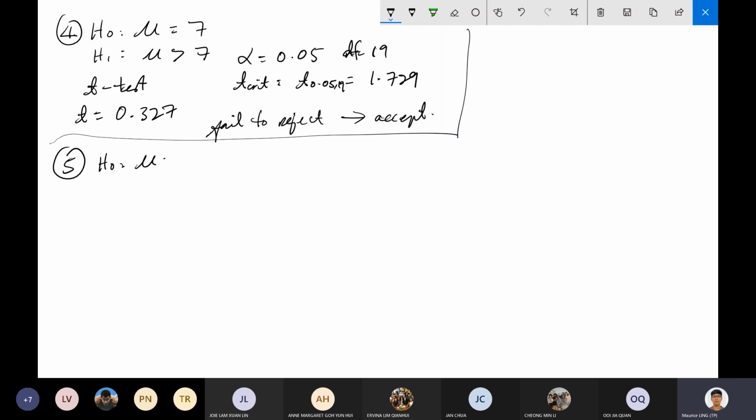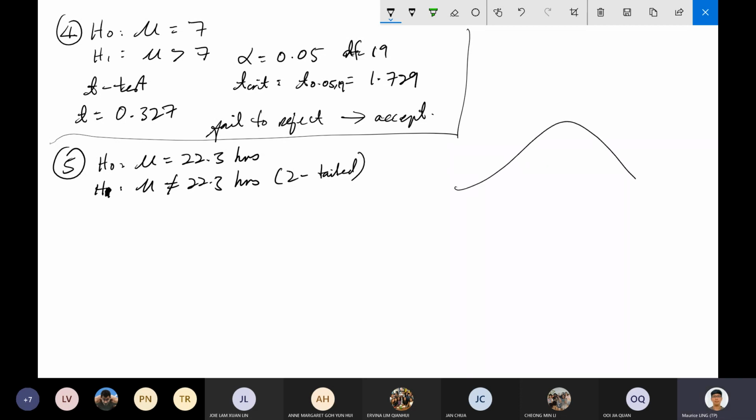Okay, so the null hypothesis is equals to 22.3 hours. Alternate hypothesis? Okay, that's not equals. Because of this, this is a two-tailed test. Then for a two-tailed test, you have to divide the total alpha by 2. Because what happened is, you want to see if this is the average hour.